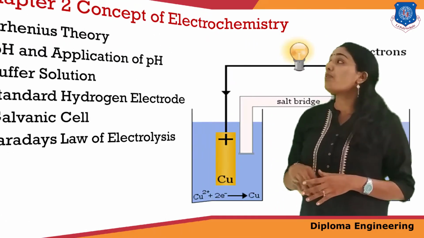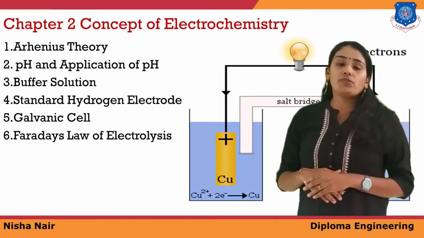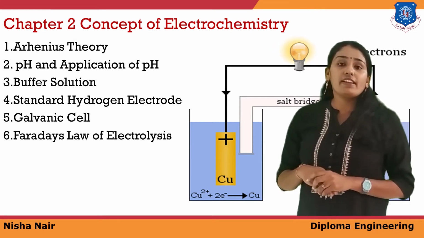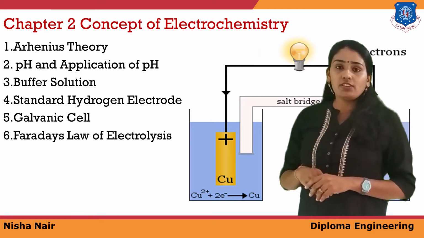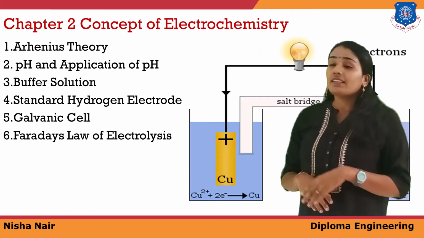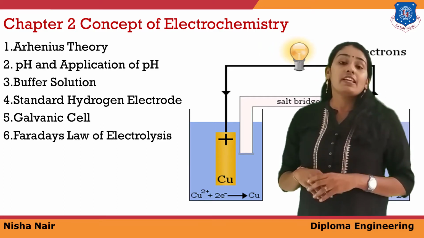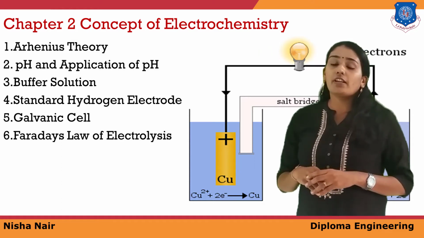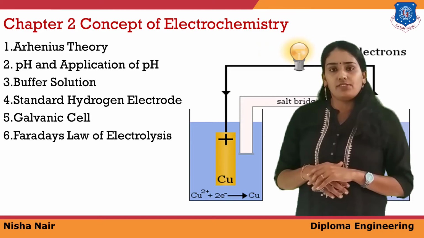Second chapter is about concept of electrochemistry, where you are going to learn about Arrhenius theory of ionization, definition of pH, application of pH, then about buffer solution, galvanic cell, standard hydrogen electrode and Faraday law of electrolysis. In this chapter, you are going to learn about how chemical energy is converted into electrical energy.